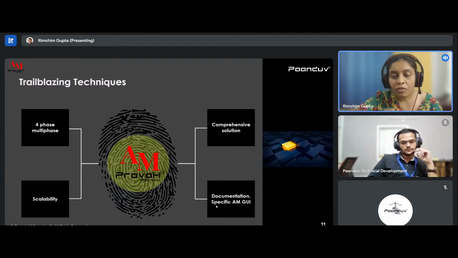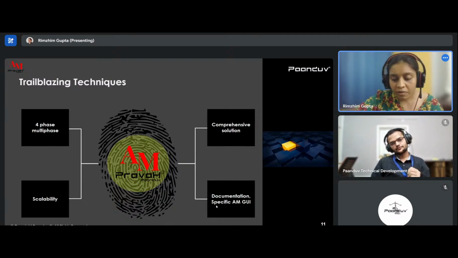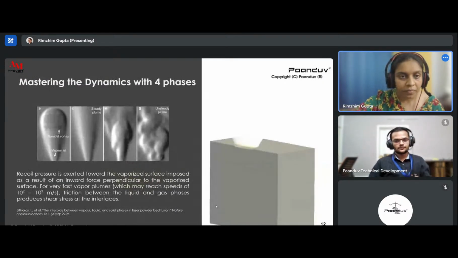And the fourth point is the user specific graphical user interface. That means we have made the software not only for the people who are well versed with computational modeling. The software can be used from students to material scientists to metallurgists to experimentalists and to the people who are proficient in computational modeling. So it completes the arc of the users that want to use additive manufacturing processes.